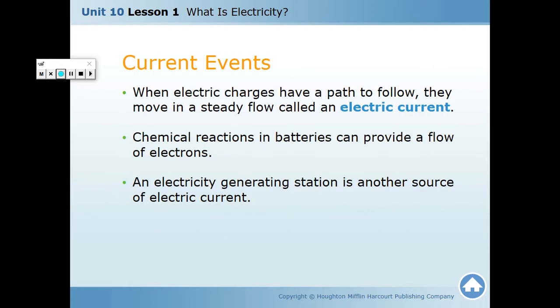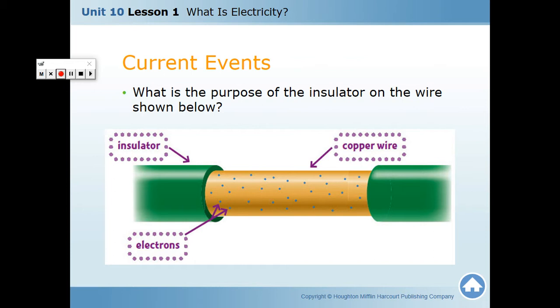Okay, current events on page 490. When electric charges have a path to follow, they move in a steady flow called an electric current. Chemical reactions in batteries can provide a flow of electrons. An electricity generating station is another source of electric current.